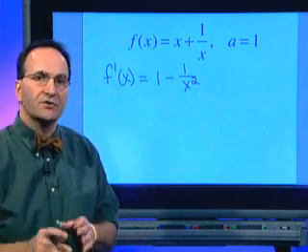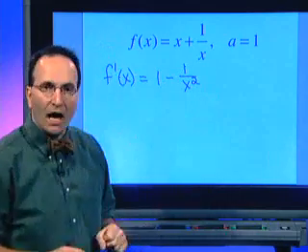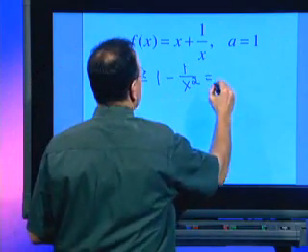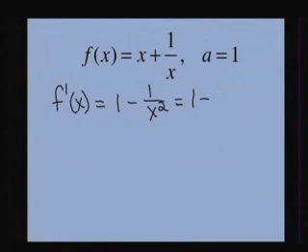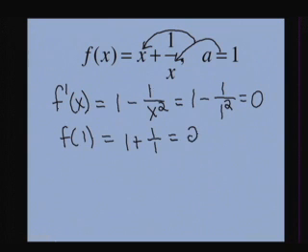So we need to find two things. We need to find f of 1, and we need to find f prime of 1. Let me do f prime since it's set up for me. That's equal to 1 minus 1 over 1 squared. So it's 1 minus 1, which is 0. Let's find f of 1. F of 1 is going to be equal to 1 plus 1 over 1, which is 1 plus 1, or in other words, 2.